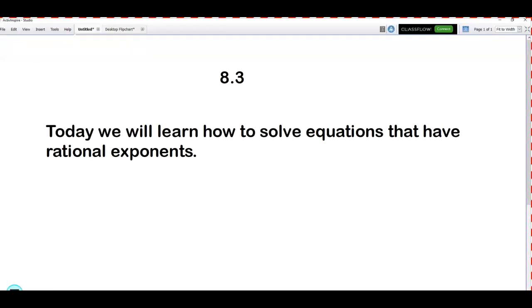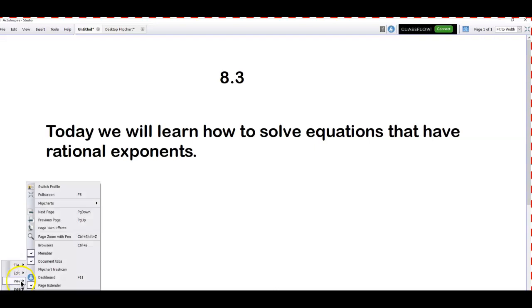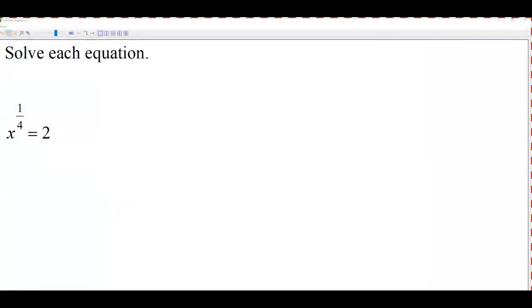We'll call this example 1, and this will be part A. So go ahead and write that down there.